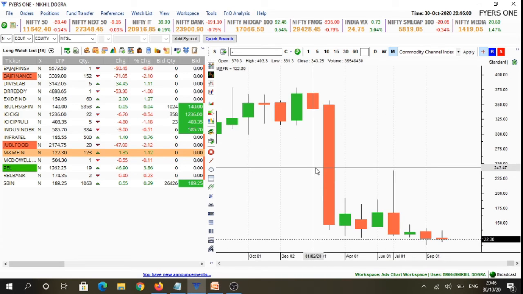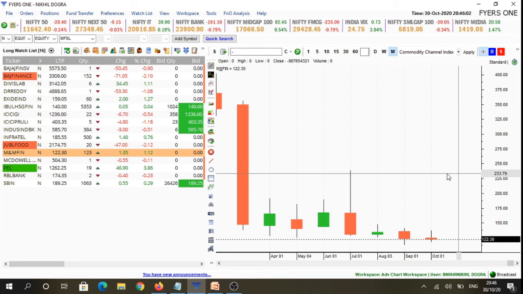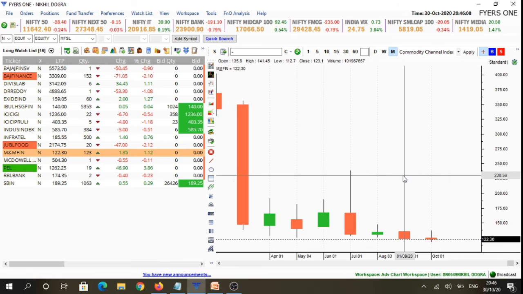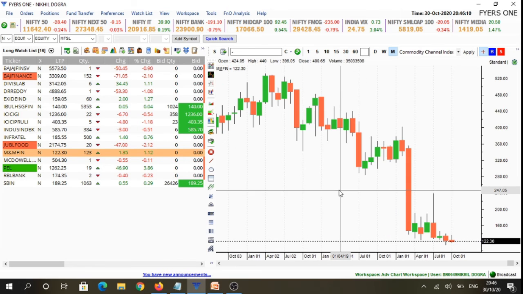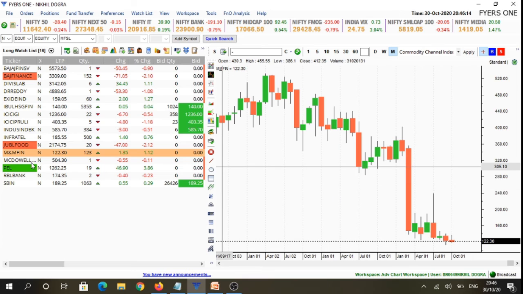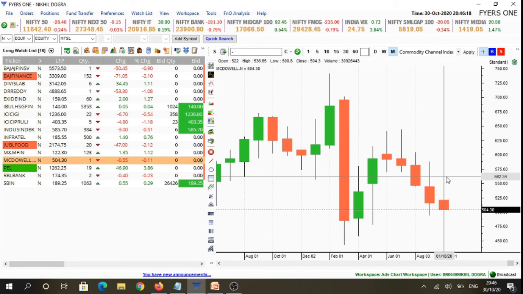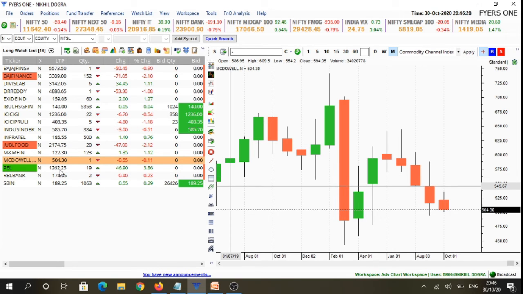Mahindra and Mahindra Finance. On monthly time frame, it's again an inside candlestick, and above 137.5, we'll look for buying opportunities. Otherwise, we'll refrain from making any trades in this stock. McDowell's is again an inside candlestick, so above 536.7, we'll look for buying opportunities. Otherwise, we would refrain from taking any positional long trades in this script.